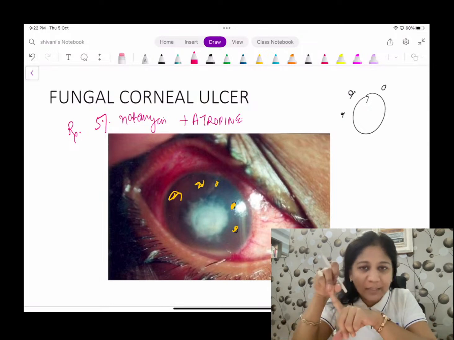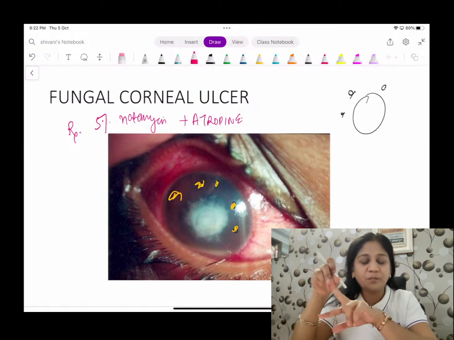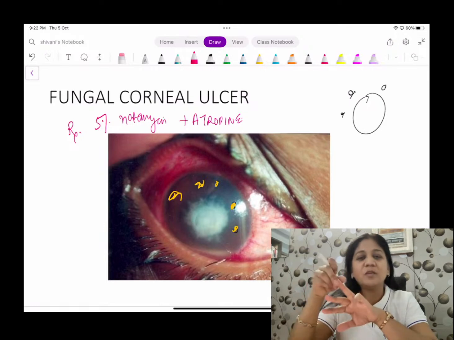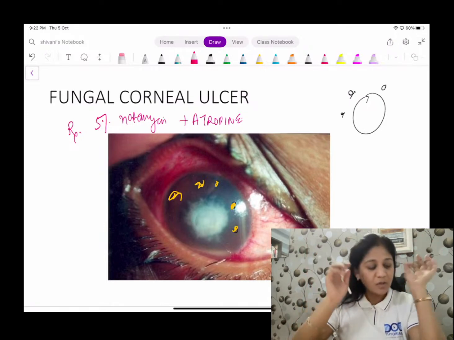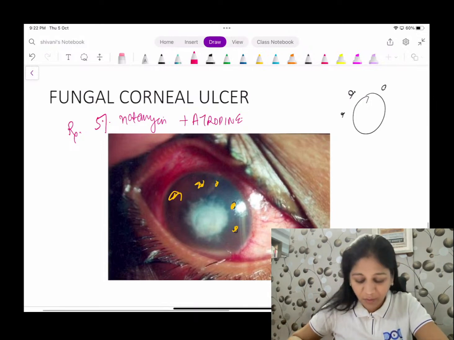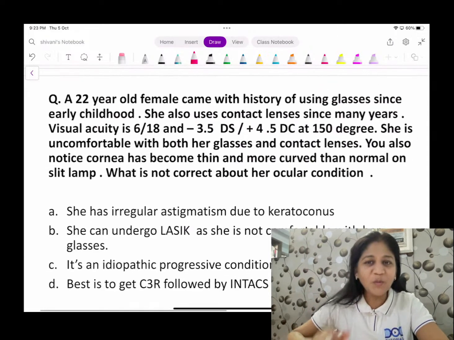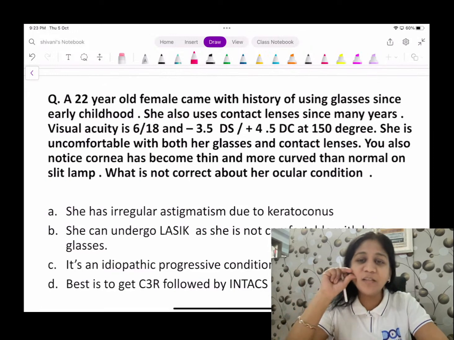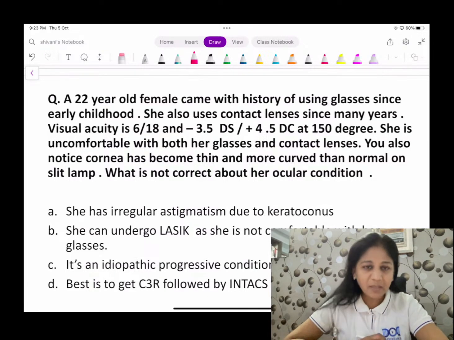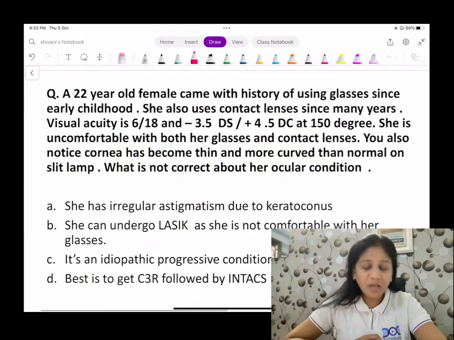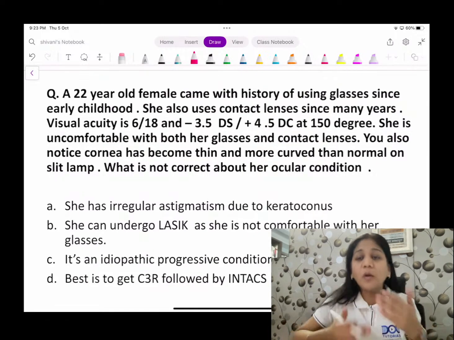So we have discussed neuroparalytic ulcers, Acanthamoeba ulcers, viral ulcers, herpes zoster ophthalmicus and fungal ulcers. Very important questions. Now let us move on to a very important pathology, not only for NEET PG and INI-SET, but it can be there in FMGE exams also. So guys, kindly try to solve the question. First read the question and tell me what we are talking about.